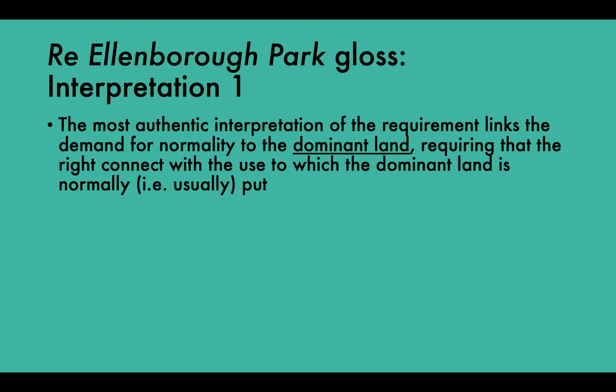Now, clearly that right in some sense is connected with the land, but it does not connect with the use the dominant land is usually put, i.e. this house is normally used for residential accommodation, but I'm using it in a quirky way. So what this first interpretation tells us is that my right to visit the neighbouring land in order to visit part of the henge, not on my land, cannot accommodate my land because the right has to connect not to the use I'm currently putting the land, but to the use the land is normally, i.e. usually put, and that is as a residential house.